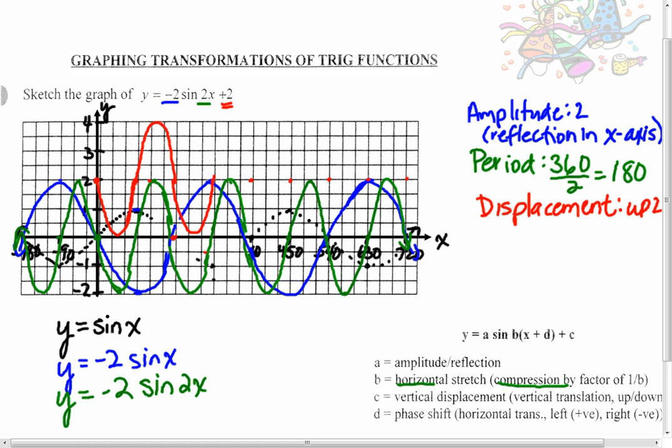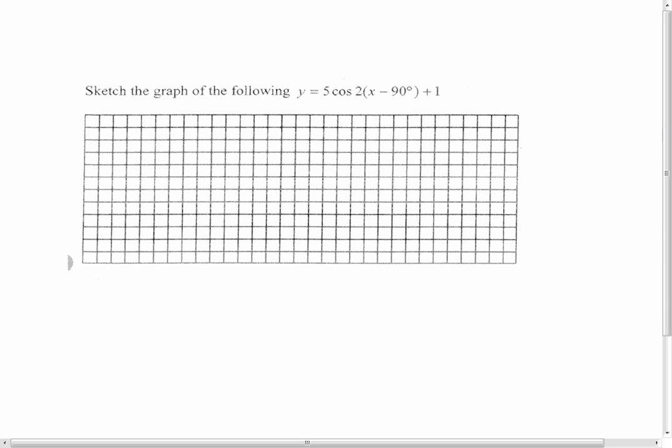Low, middle, high, middle, low, middle, high, middle, low, middle, high, middle. There we are, moved up 2. There we are, low, there. There! Hope you use different colors. Hope it draws nicer than the smartboard. Let's do the next one.